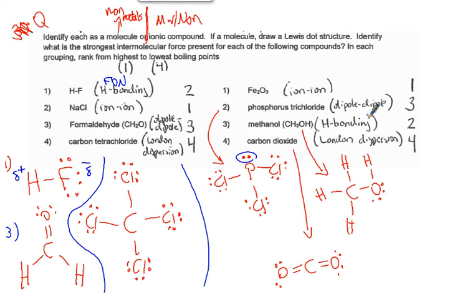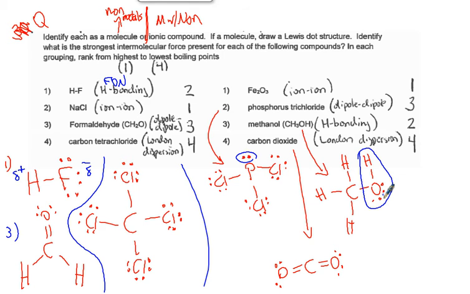Methanol. Methanol has this guy right here. Look at that, an O with an H on it. Unlike over here where we had the O by itself, no H, now we've got the H. So that allows for hydrogen bonding in methanol.